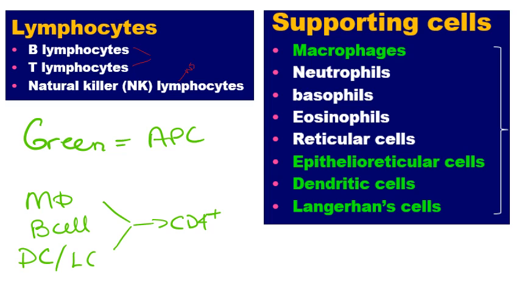But our macrophages, epithelial reticular cells, dendritic cells, and Langerhans cells are all going to be antigen presenting cells. So not to get into too much detail, just remember that our B cell that's not listed quite on here yet will also antigen present as well. So of these, the dendritic cell, the Langerhans cell, and the macrophage will also present to CD8 positive T cells.